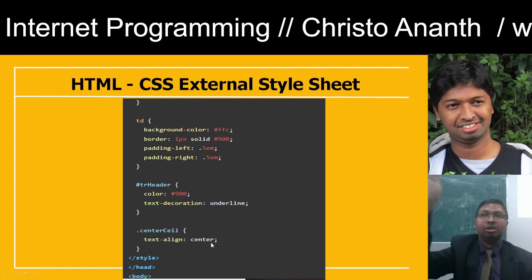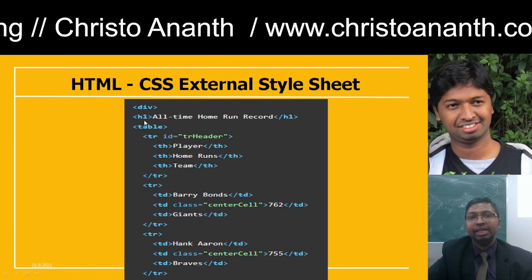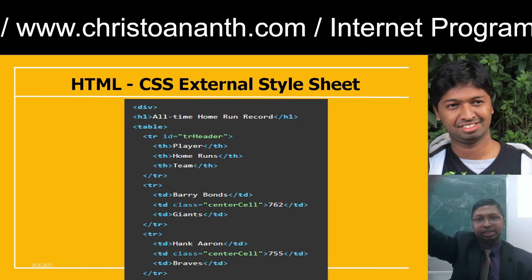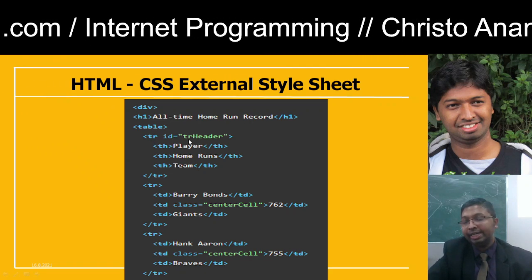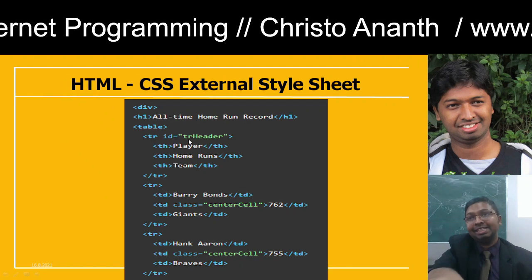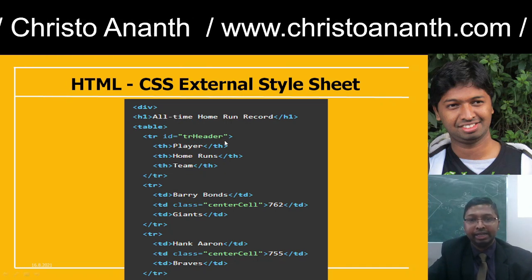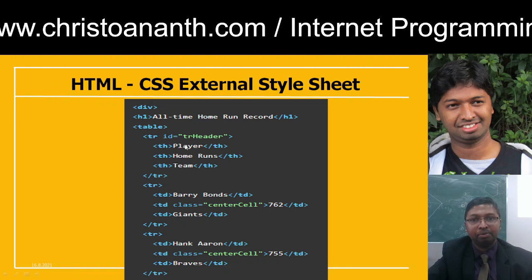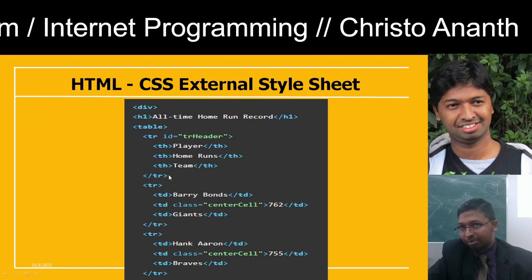Close the style, close the head, and then you will go with the body. Div tag, h1, all time home run record. So that is the heading. So in the table you will go with table row id. You are going to specify the classes as well as IDs here. So the ID is tr header, th, table heading: player, home runs, team. Close the table row.